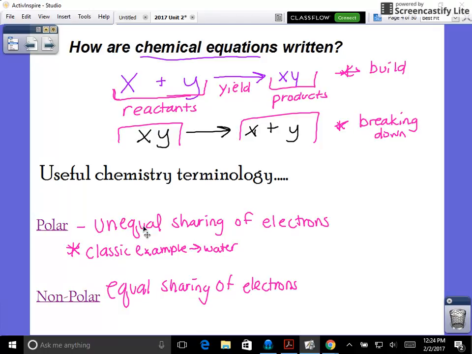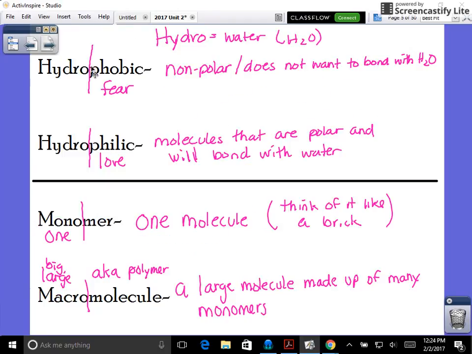Other useful chemistry terminology is polar, which means an unequal sharing of electrons. A classic example of a polar molecule is water. And nonpolar is if there's equal sharing of electrons. We'll take a look at that in the next slide. Hydrophobic, if we look at the prefix hydro, which means water, phobic means fear, philic means love. Hydrophobic means it's nonpolar. It does not want to bond with water. Hydrophilic are molecules that are polar and will bond with water.